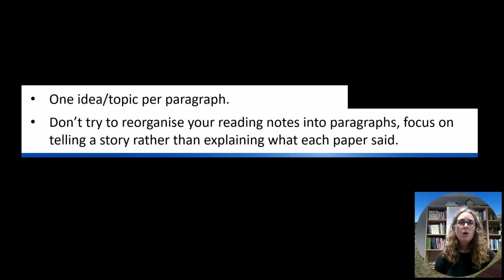What I want you to do is focus on telling a story rather than explaining what each paper said. So we don't want the paragraphs to be about Smith and West said this. We want the paragraphs to be about a particular idea and to bring together information from different papers that are on that same topic.